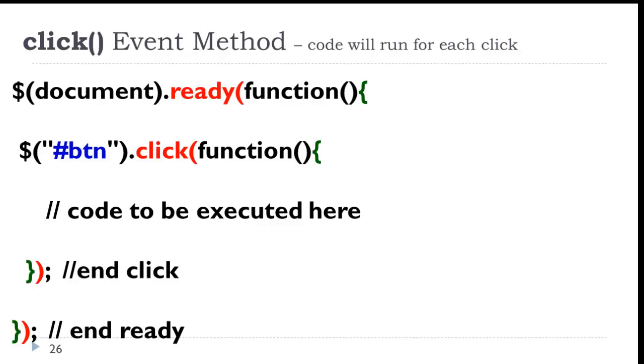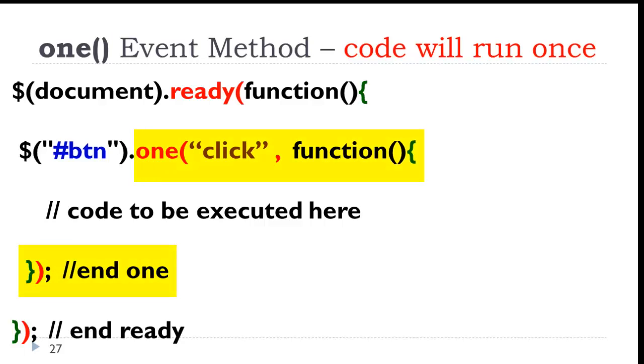All right, so this is the click event method, and we have looked at this before. So here we're inside our ready event. And if I click on this button, ID button, BTN, and I execute some code, that code will be executed every time I click the button. That's just the way it is, right? Now, there is another event method in jQuery called the one method. And that will confine that code to being run only once, which might be very valuable.